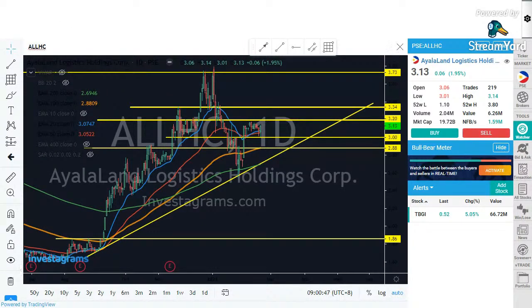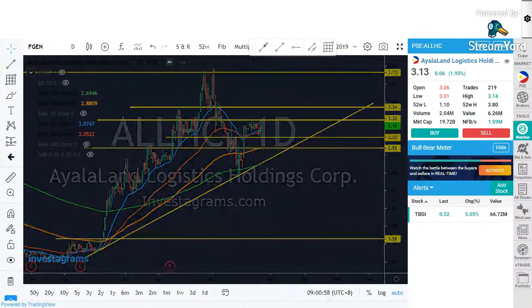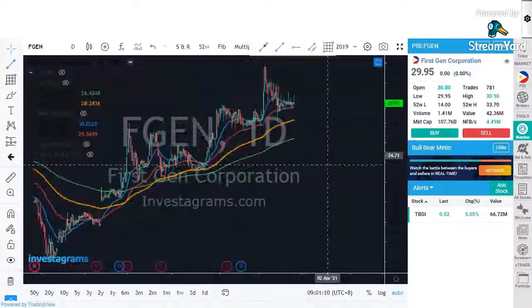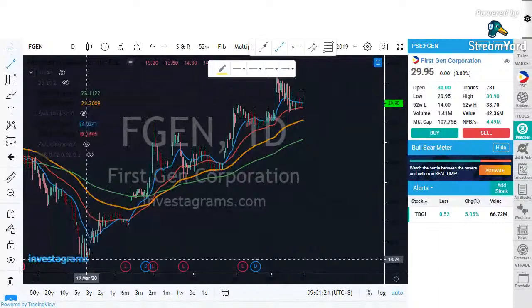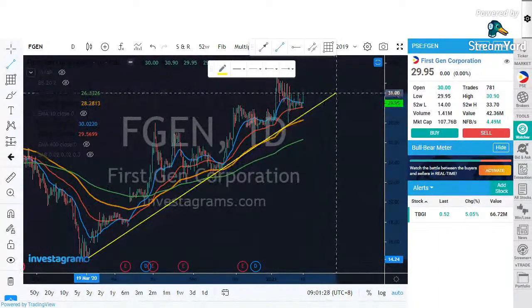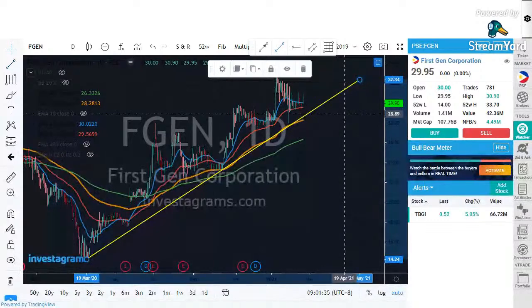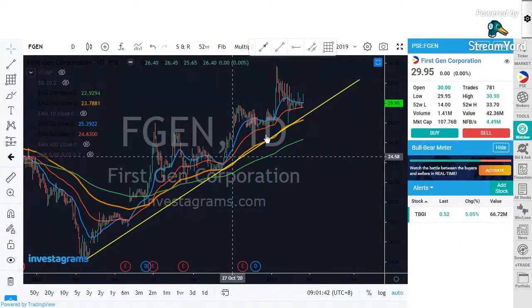So next one, we'll see at Jim what happened to this. So first Gen Corporation. Now First Gen is continuing to go up. We can draw an incline support. We'll connect all the lows. Okay, this is the support. There's a bounce here.